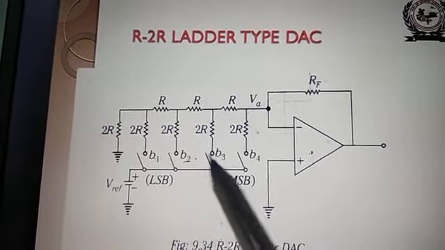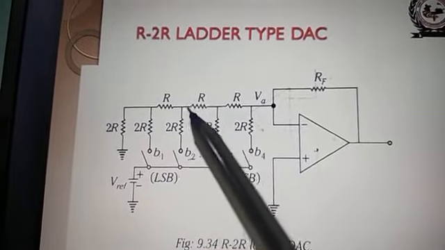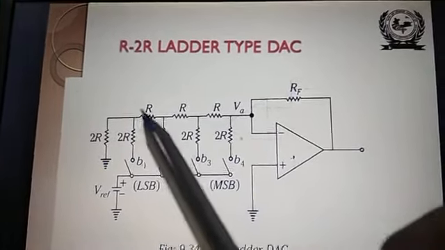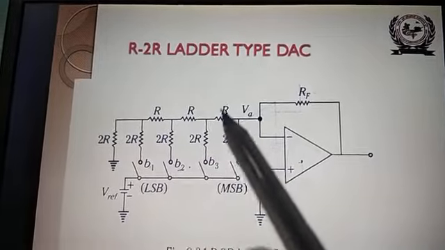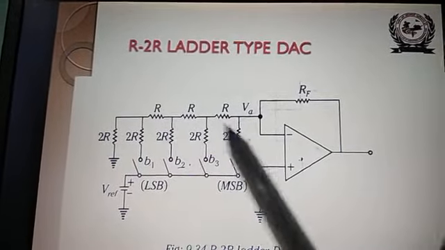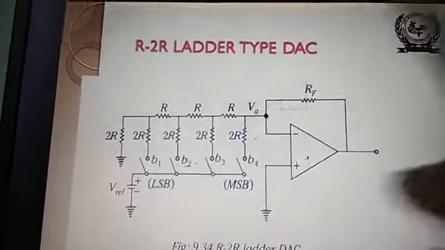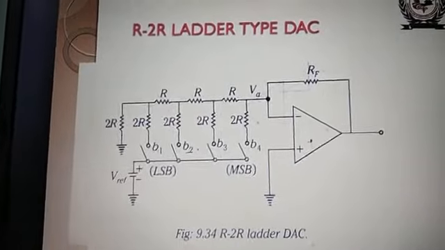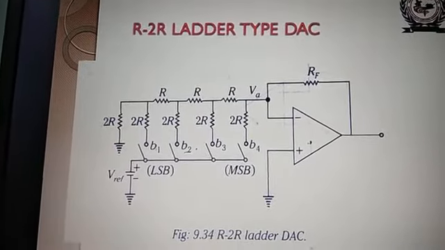In between B2 and B3, 2R, in between R is there. So this is R2R, R2R, R2R. This is a ladder type network. And finally one more 2R is connected to ground at the left side.